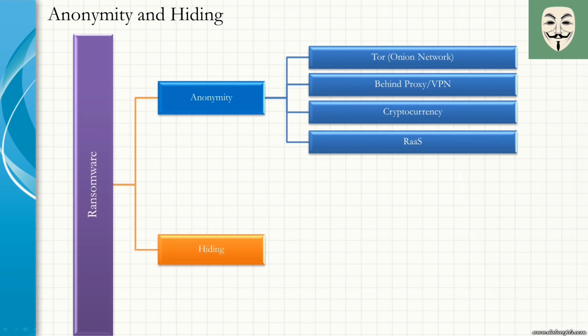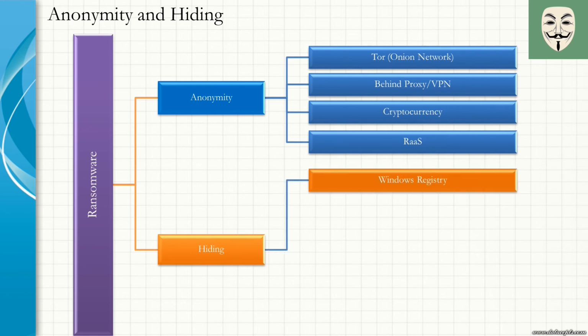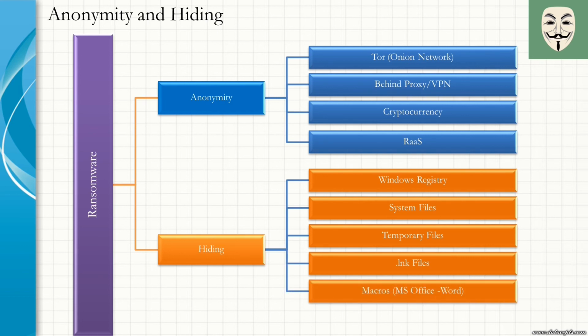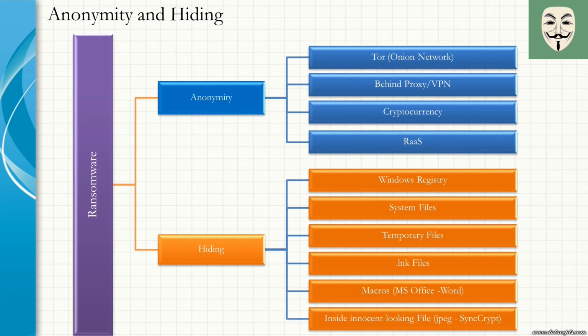The second one being hiding. There are multiple ways of doing it. Either in the entries of the registry of the Windows system, hiding in system files, in temporary files of the operating system, or in the .lnk files, which are the shortcuts or links used by Windows as a reference to the original files, folders, etc. Also, hiding in Microsoft Office macros, where macros are small programs to execute specific functions within a larger program. And inside an innocent looking JPG file.